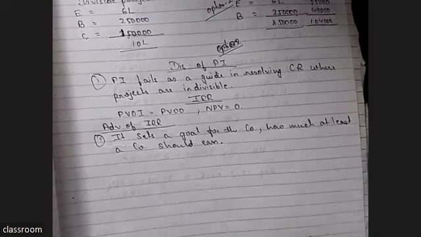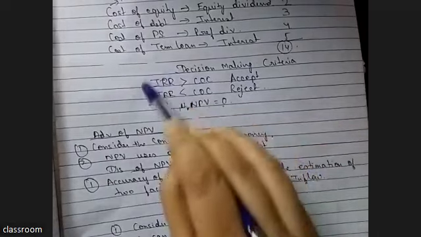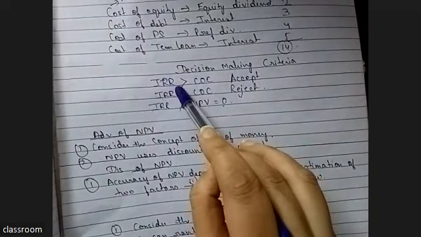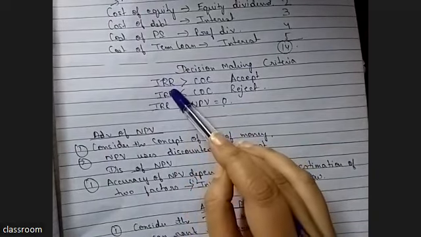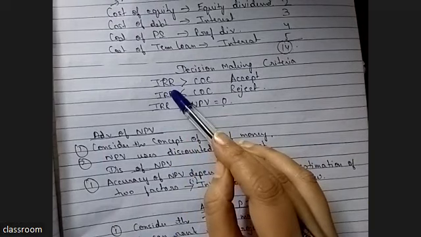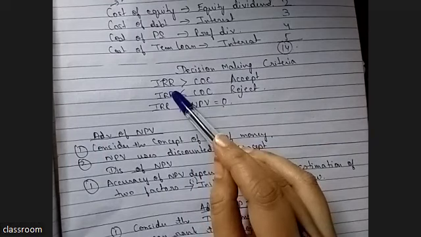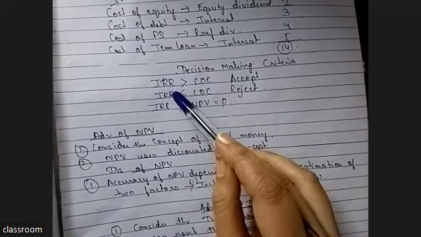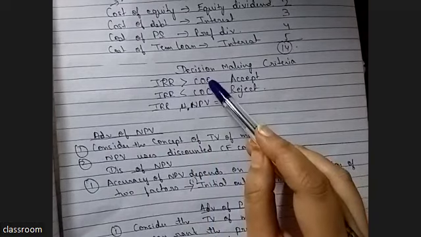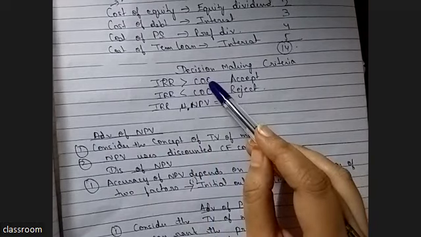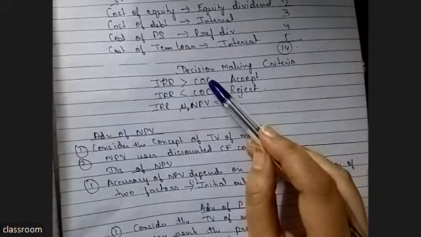I have told you the decision-making criteria. IRR is used for taking the decision whether we will accept the project or not. It helps in decision making for the project. Now, how will you make that decision? You will take that decision after considering the cost of capital.